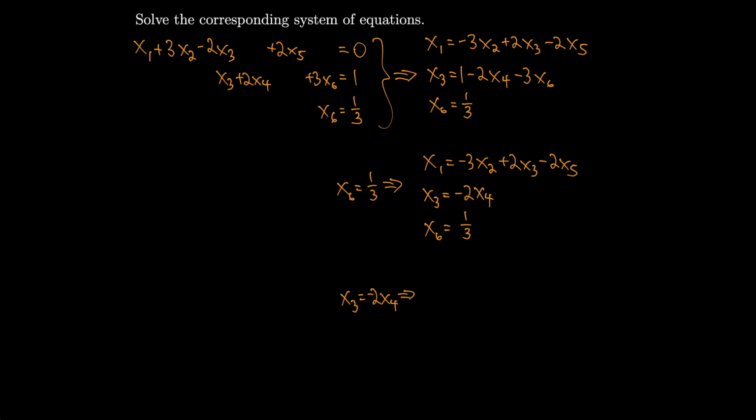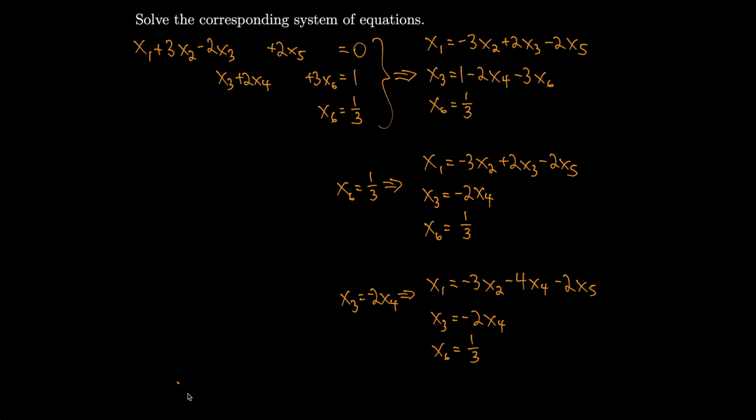Okay, so we'll get that x1 is negative 3x2 minus 4x4 minus 2x5. We still have that x3 is equal to negative 2x4, and we still have x6 equal 1/3. And notice at this point our system is basically solved, because we've identified all of our free variables, and we've solved for all of our leading variables in terms of our free variables.